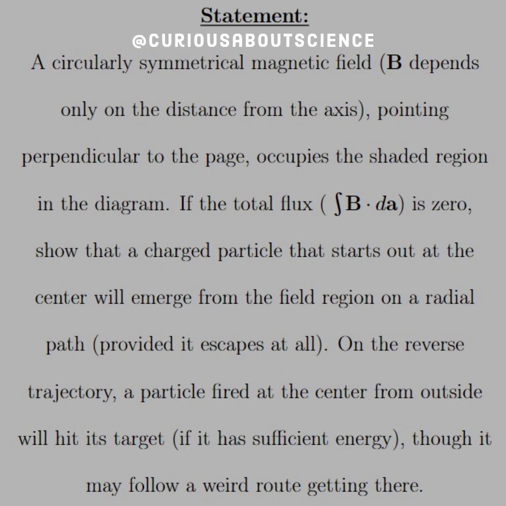If the total flux, which is the area integral of B, is 0, show that a charged particle that starts out at the center will emerge from the field on a radial path, provided that it escapes at all, because there is energy involved. On the reverse trajectory, a particle fired at the center from outside will hit its target if it has enough energy, though it may follow a weird route getting there.